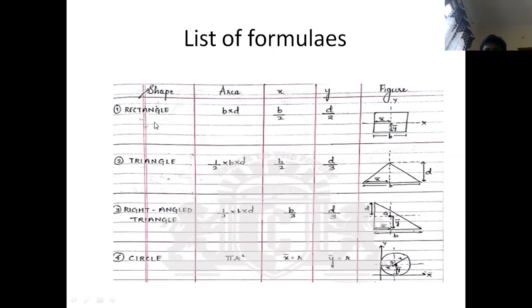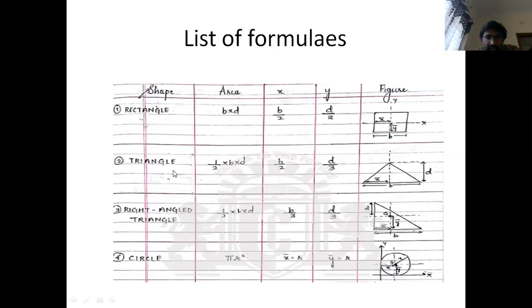For the rectangle, the width will be b and the depth will be d. What is the x distance with reference to the vertical reference axis? That will be b by 2. Similarly, with reference to the x-axis, the vertical distance from the reference axis will be d by 2. So the CG of my rectangle with reference to these reference axes will be b by 2 and d by 2.